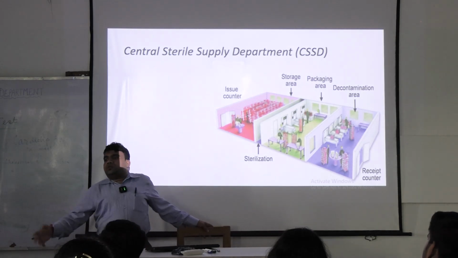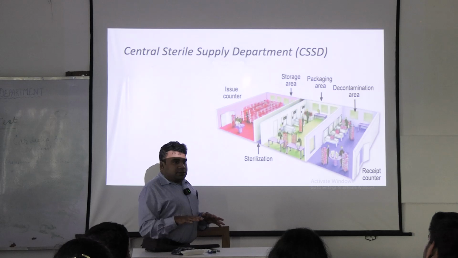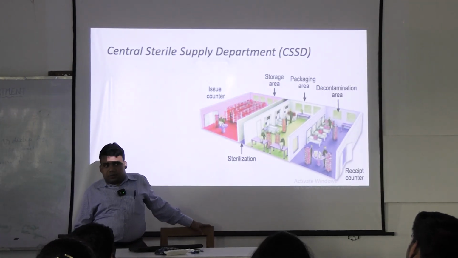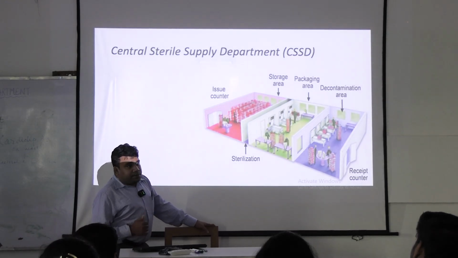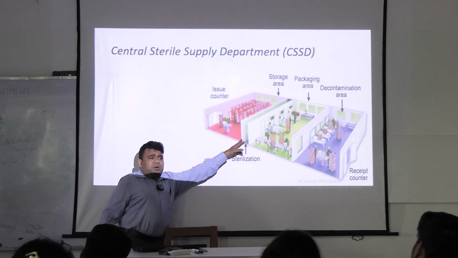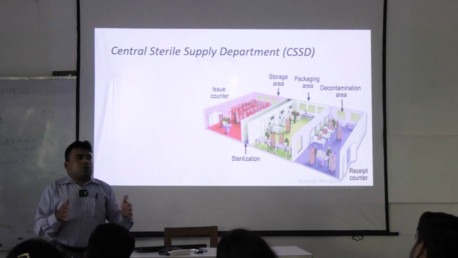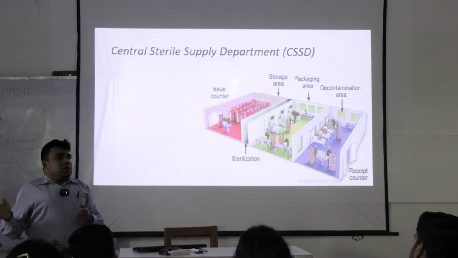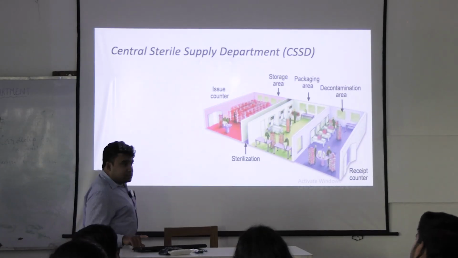After the instruments, clothes, and linens are decontaminated, they are packed in the area called the packaging area. Why are they packed? For the next step, which is the most important part, the sterilizing area. You can see this area is demarcated and almost separated architecturally from all those areas, with only small doors by which the packages can be transferred.